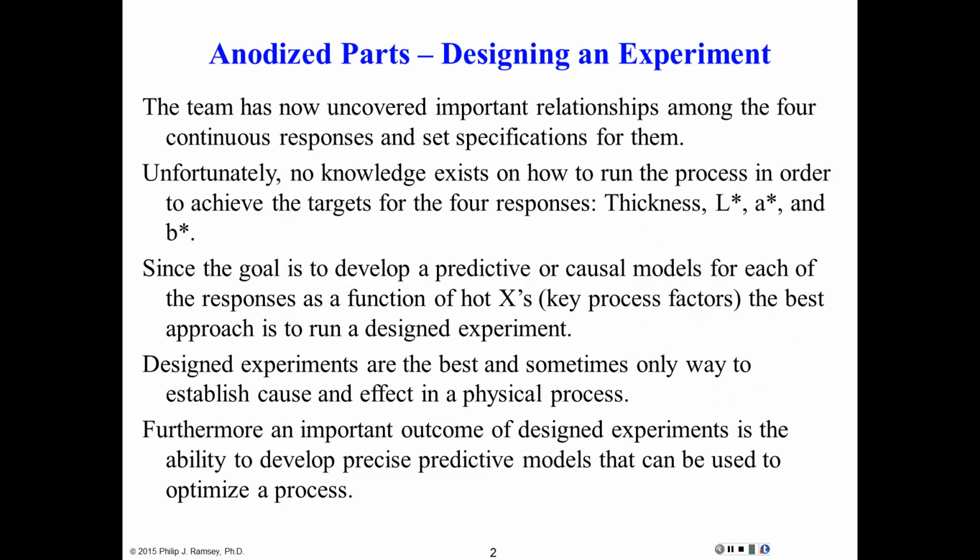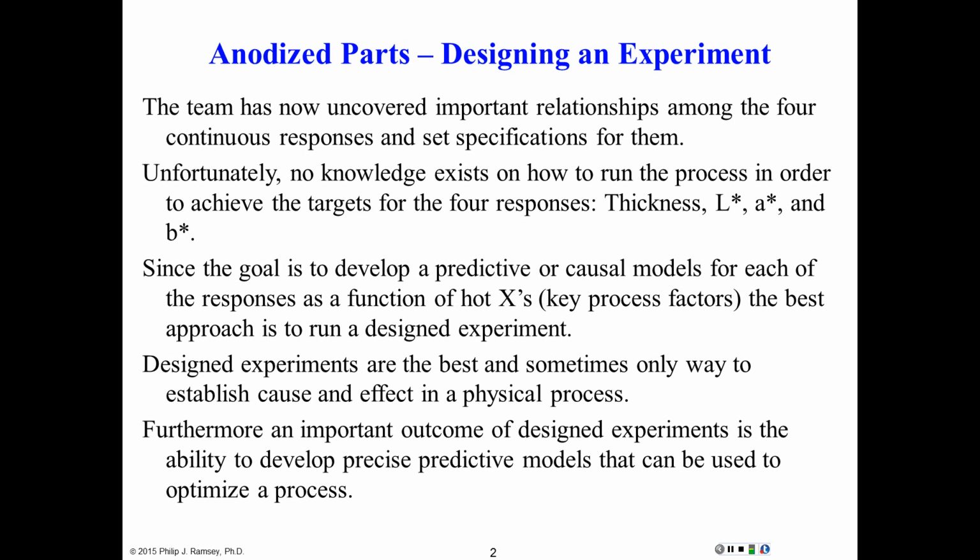Hello. In this video we're going to continue our discussion of the anodized parts continuous improvement project. And as you recall, to this point the team has now clearly identified important relationships among the important critical to quality characteristics, or CTQs. That is thickness, L star, A star, and B star, which we've thoroughly discussed earlier.